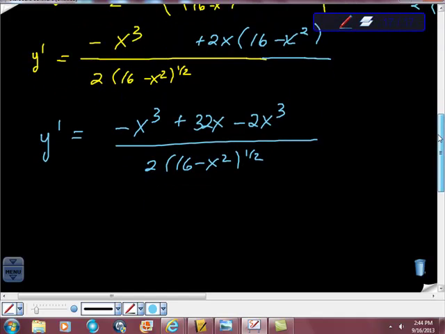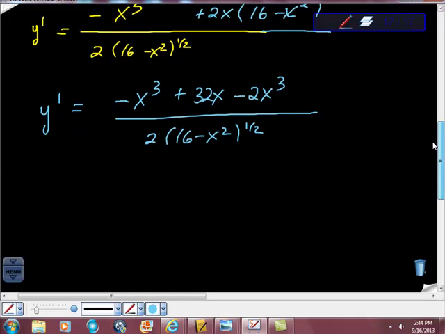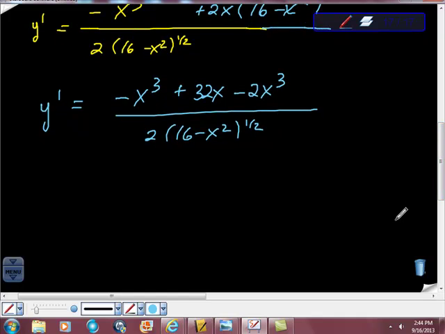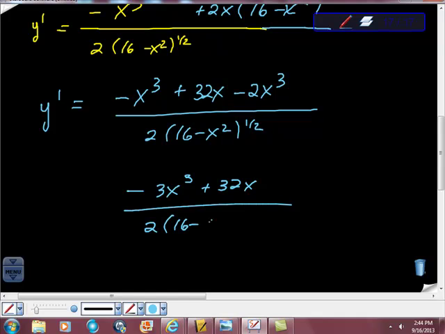If you were doing this on free response, I probably wouldn't go this far. But if you're doing this on the multiple choice part, dude, you're going to have to grind through all this algebra. So you're just going to have to keep going. Negative x cubed minus 2x cubed is negative 3x cubed, isn't it? Negative 3x cubed plus 32x all over 2. Remember, we cannot distribute that 2 because we have this thing here, don't we? And here's my y prime.